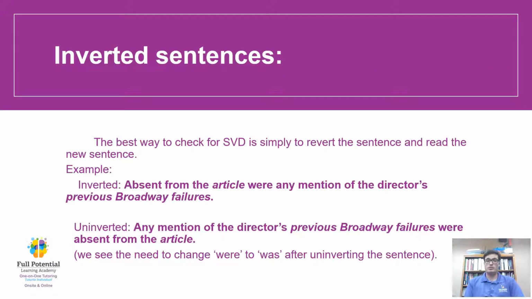Sometimes you'll find subject-verb disagreement errors in what are called inverted sentences, which is when the verb actually comes before the subject. To check for subject-verb disagreements, simply reinvert the sentence, moving the subject back in front of the verb. For example, "Absent from the article were any mention of the director's previous Broadway failures." That is inverted. Uninverted, it reads something like this: "Any mention of the director's previous Broadway failures were absent from the article." We see we need to change the "were" to "was," so that we can correct the subject-verb disagreement error. In doing so, we can see that uninverting inverted sentences could improve our score.